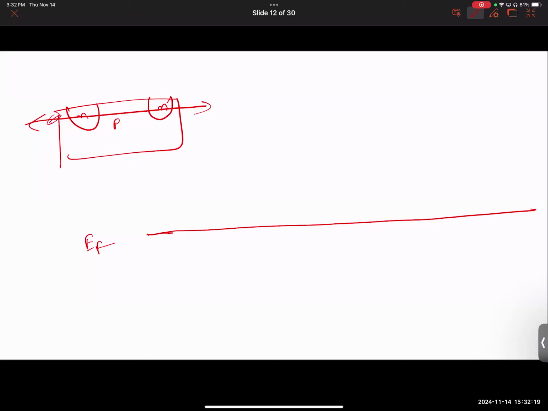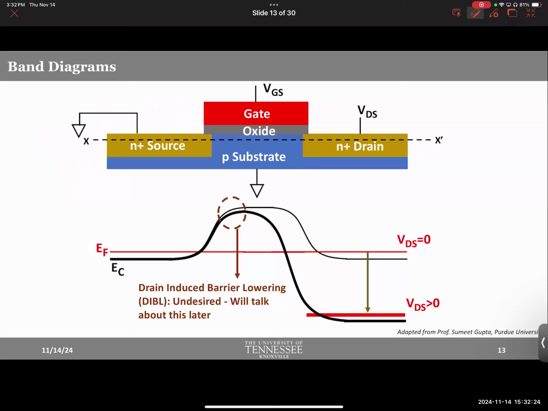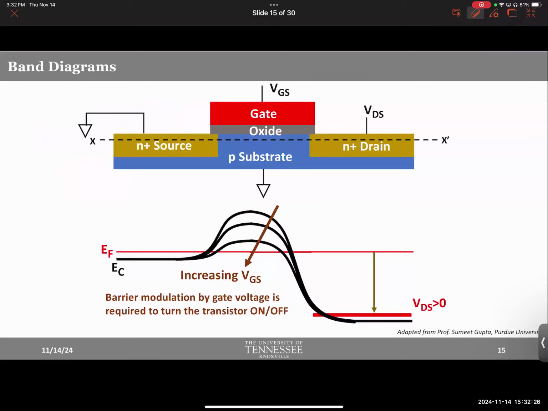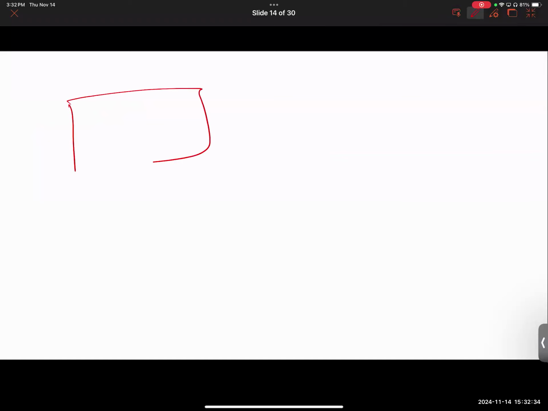Oh, man, sorry. What happened? I think I erased it, but I'm going to draw it again. So just notice this, I just wanted to avoid confusion. I wanted to show you this. So this is our cross section. You are going through N, P, and N.